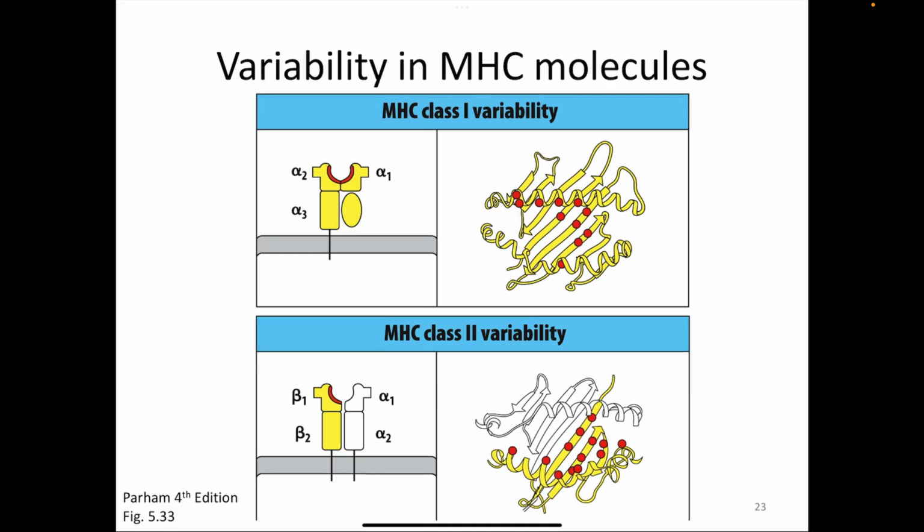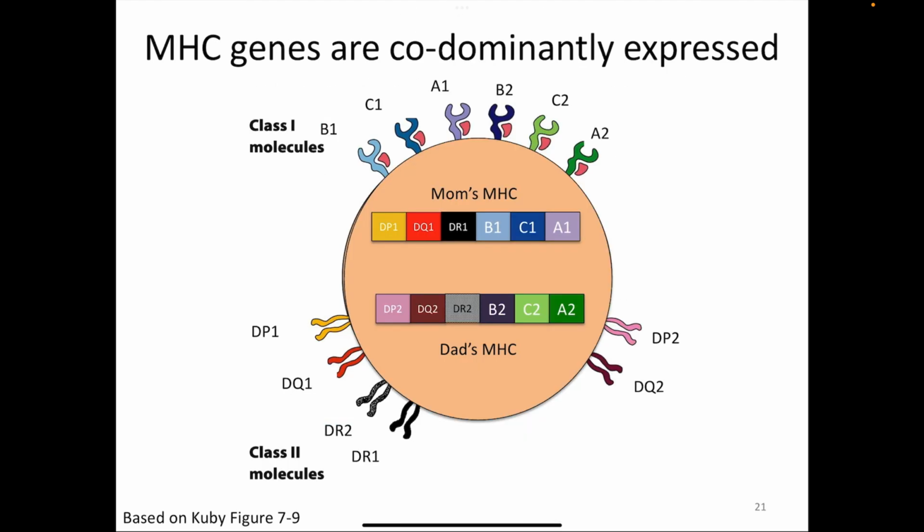Okay. So if you think about it, this is like the best case scenario here. Mom and dad each had a different A, they each had a different B, they each had a different C, they each had a different DP, they each had a different DQ, they each had a different DR. So you have the full 6. 6 different class 1s, 6 different class 2s. Okay? So now we have to think a little bit about whether that is actually the scenario we see in real life.